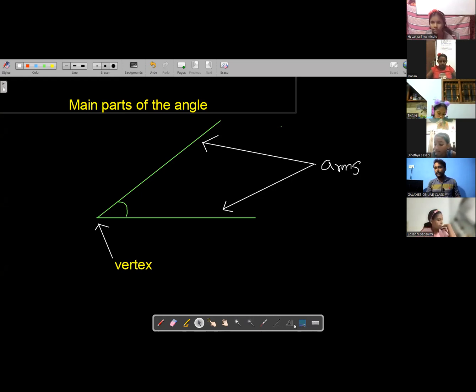Right. Okay. Then you write down the next subtopic, types of angles. Write down the subtopic, types of angles.